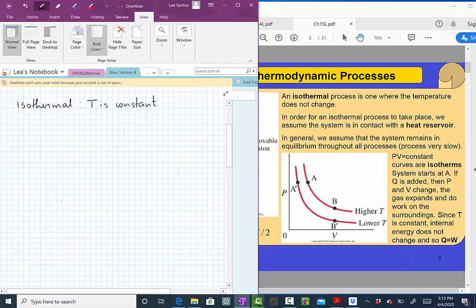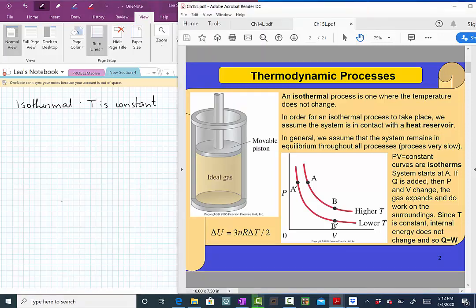Okay, in order for an isothermal process to take place, we are going to assume that the system is in contact with a heat reservoir. So which system am I going to consider? I'm going to consider something like this, where I have a certain recipient with an ideal gas inside, and I have this piston which can be moved. So this gas can expand or contract. So this volume can change, okay?